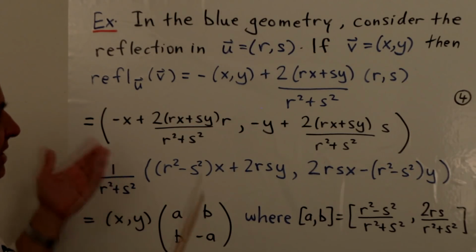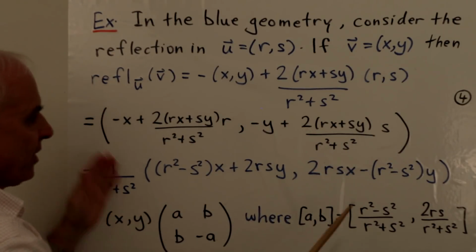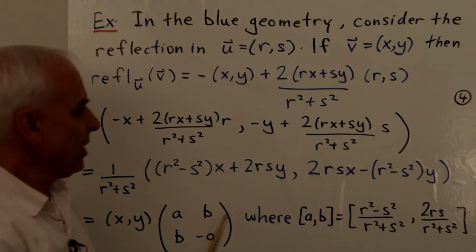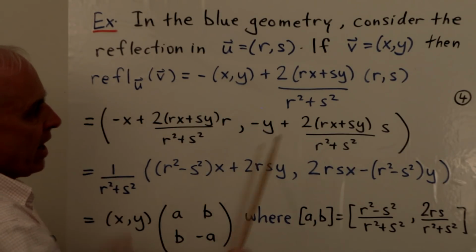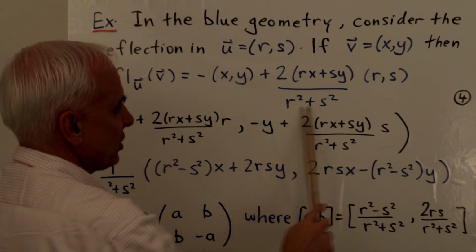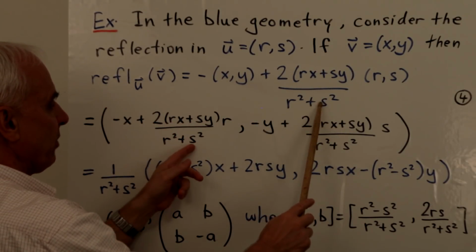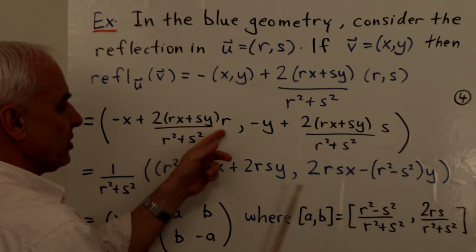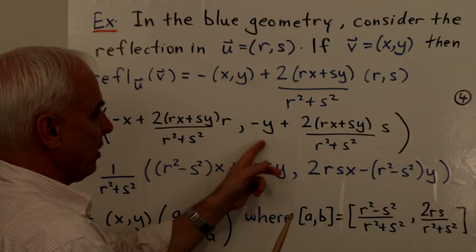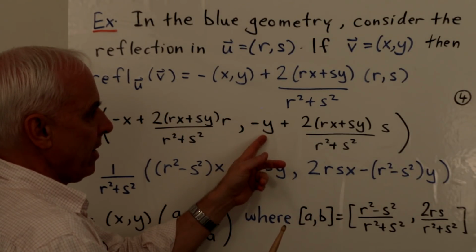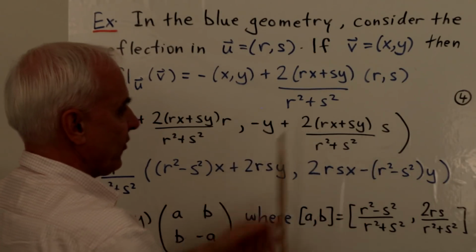All right, so this is a vector. It's a combination of this vector and this vector. So its coordinates are going to be what? Well, the x-coordinate is going to be the x-coordinate here, which is minus x, and the x-coordinate here, which is just this number, 2 times (rx plus sy) over r squared plus s squared, times the x-coordinate here, which is r. And the y-coordinate of the whole thing is the y-coordinate here, which is minus y, plus, again, the same constant, times now just s.